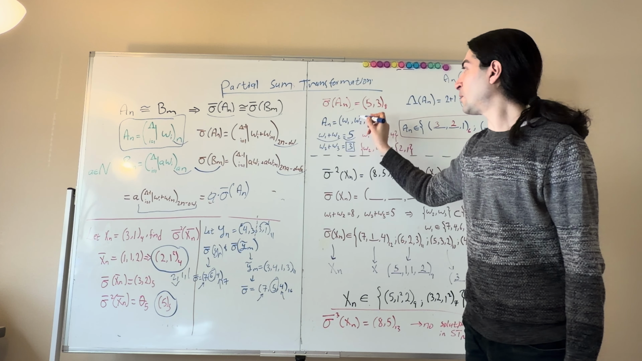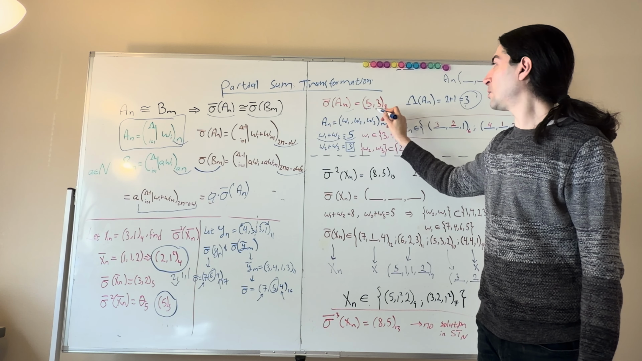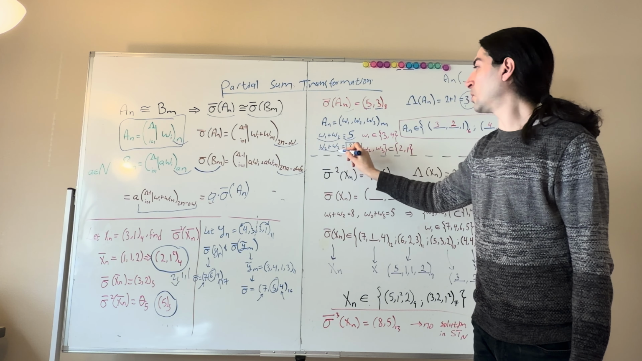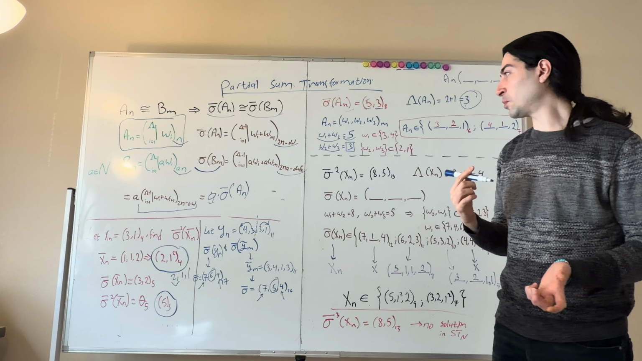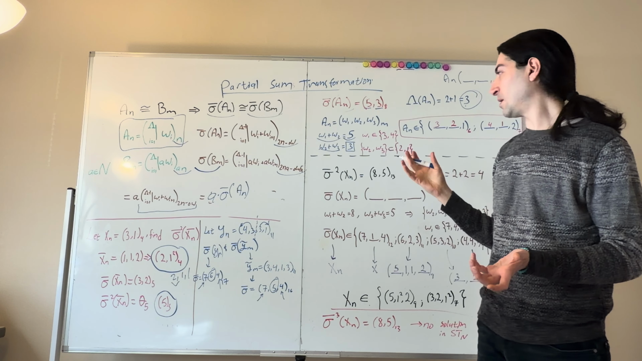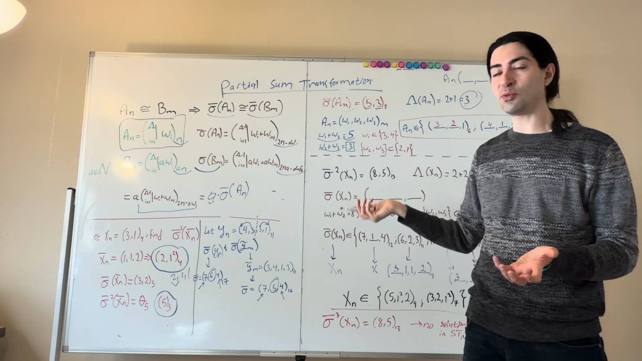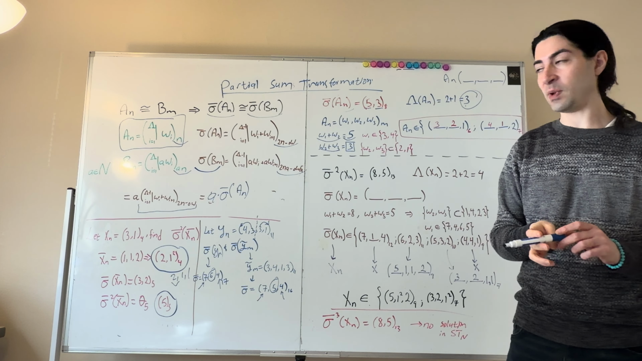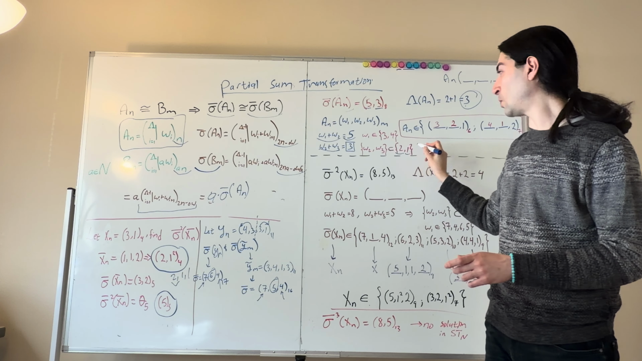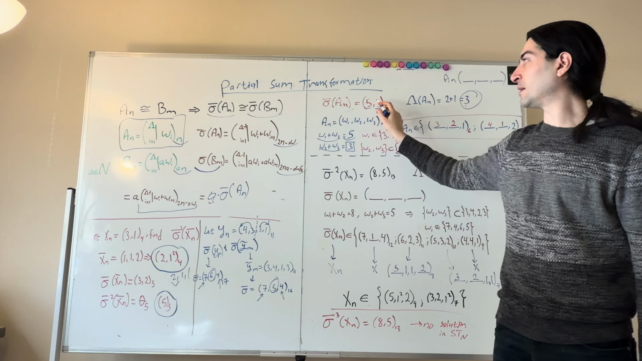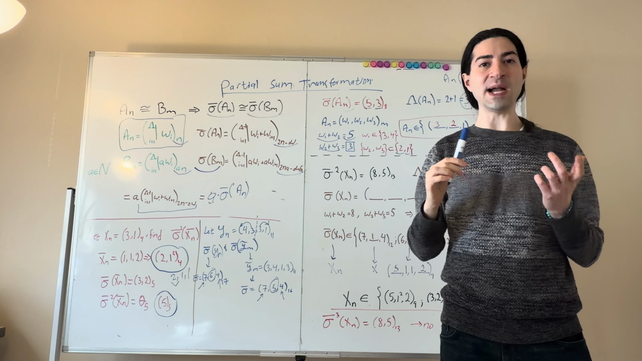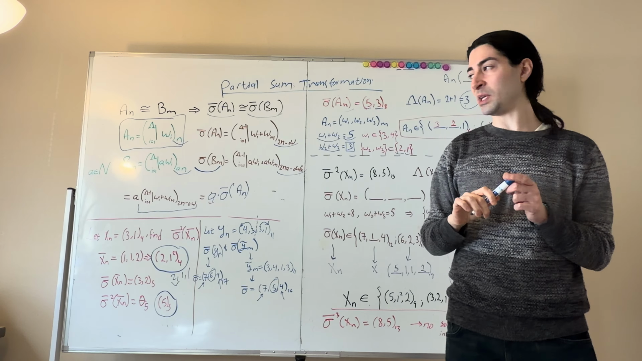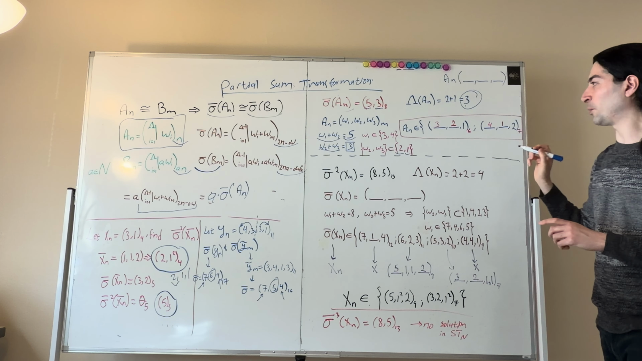And we know that W2 plus W3 must equal 3. Now, when we're looking at natural numbers, there's only one possibility for 2 natural numbers to give us 3, and that is 2 plus 1. So W2 and W3 must be 2 and 1.